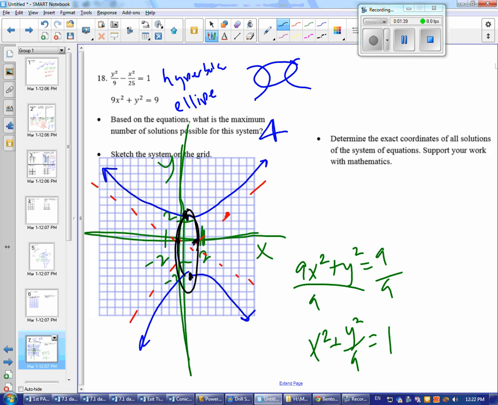Okay? So it looks like that thing is intersecting twice. That's 1 and that's 2. I know, messy graph. Yours is going to be neat. So let's determine the exact coordinates of our solutions.